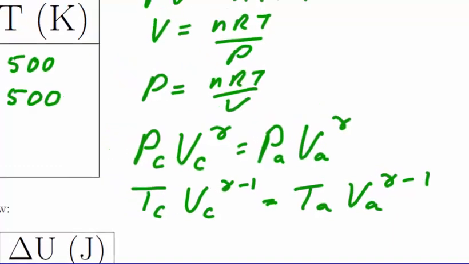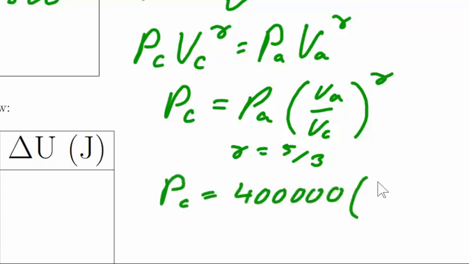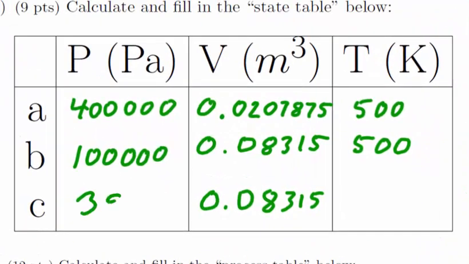Let's solve for the pressure at C. The pressure at C will be equal to the pressure at A times the ratio volume A over volume C to the power gamma. Because the helium in this engine is a monatomic gas, gamma will be equal to 5/3, telling us that the pressure at C will be equal to 400,000 times 1/4 to the power of 5/3, yielding a pressure result of 39,685 pascals.